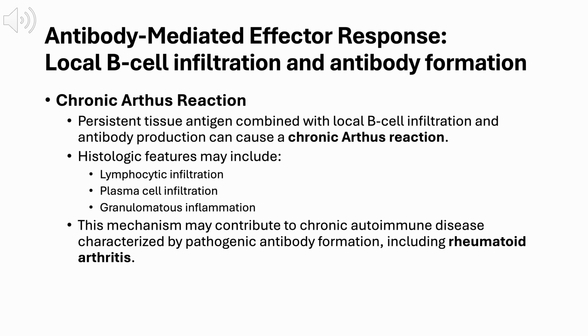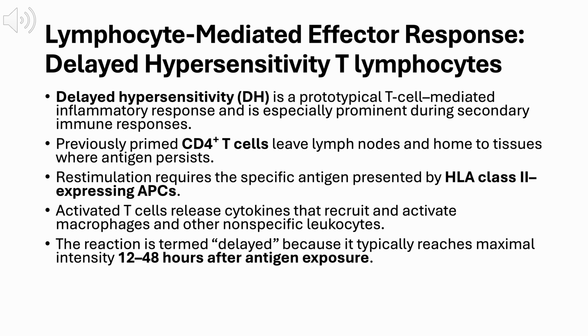Now we pivot to the second major category from our three-part scheme, the lymphocyte-mediated effector responses, beginning with delayed hypersensitivity. We now enter the lymphocyte-mediated arm, and its prototype is delayed hypersensitivity, DH, a quintessential T-cell mediated inflammatory response that's especially prominent during secondary responses.